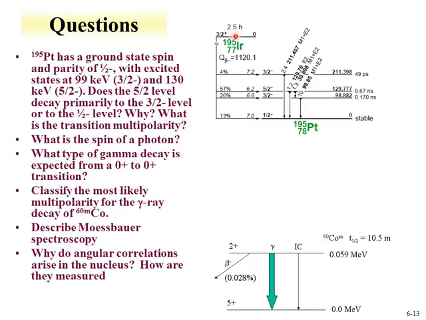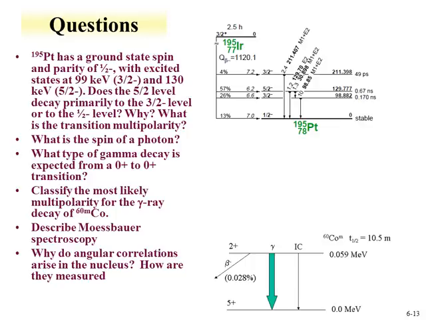If we look at the beta decay of iridium-195, it populates primarily, 57% of the time, this 5/2 minus state. The question is, when this 5/2 minus state is populated, which one is depopulated primarily: a transition from this 5/2 minus state to the 3/2 minus state, or the 5/2 minus state to the 1/2 minus state?